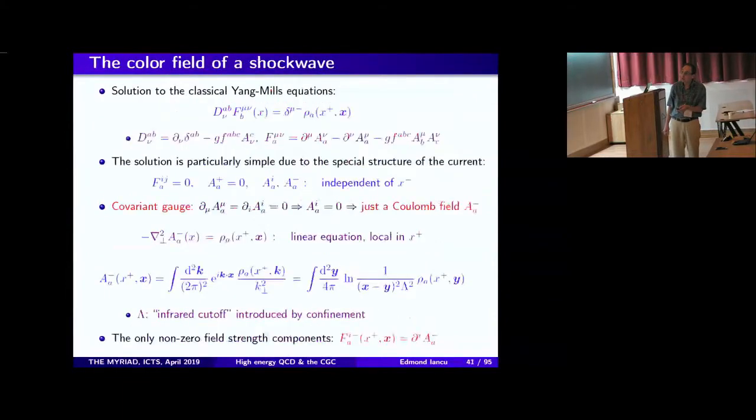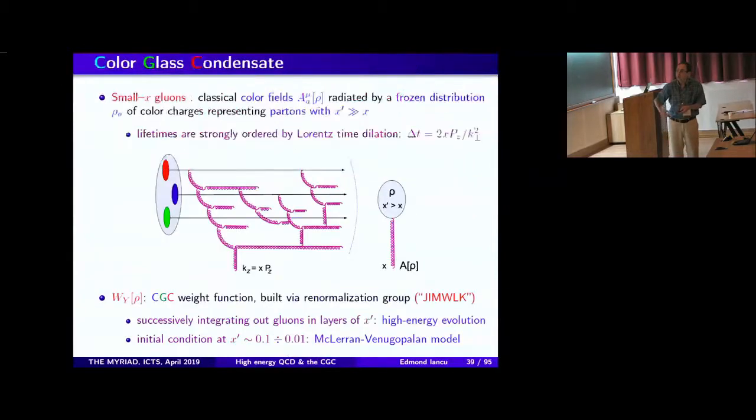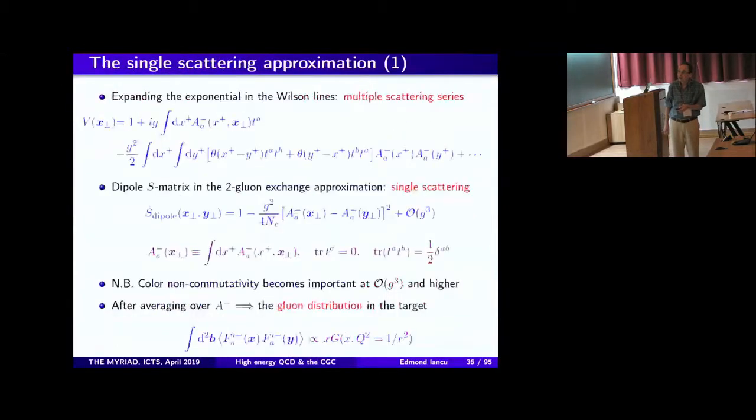I know the color charge and the distribution of the color charge. In order to compute observables like the dipole scattering, I have to compute Wilson lines. I have to compute first the gauge field and then the Wilson lines, right? So the MV model is naturally built in terms of the color charge distribution of the valence quark. It's a Gaussian because the valence quarks are independent.